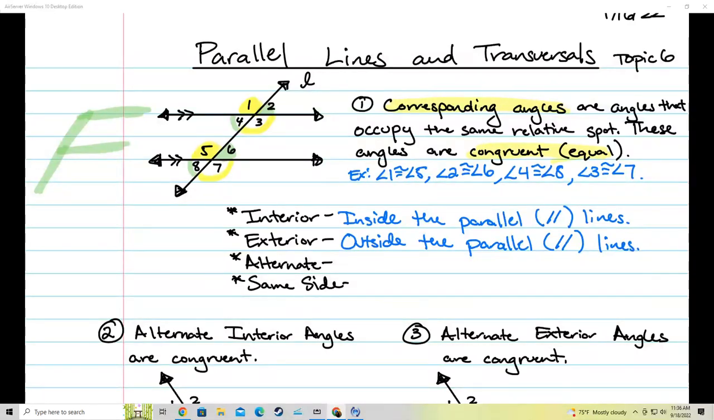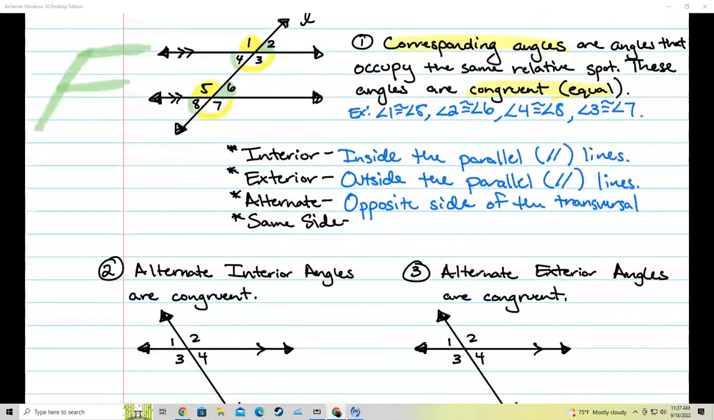An alternate, in our case, is going to be like the opposite. To alternate or to switch over would be to go over to the opposite side, okay? So when I say alternate, I mean the opposite side of the transversal. And again, these vocabulary words will make more sense once we start doing examples 2, 3, 4, and 5. And then obviously same side would mean, hey, don't go on the opposite side. You've got to stay on the same side of the transversal. Don't switch over to the other side. So there are our vocabulary words for now.